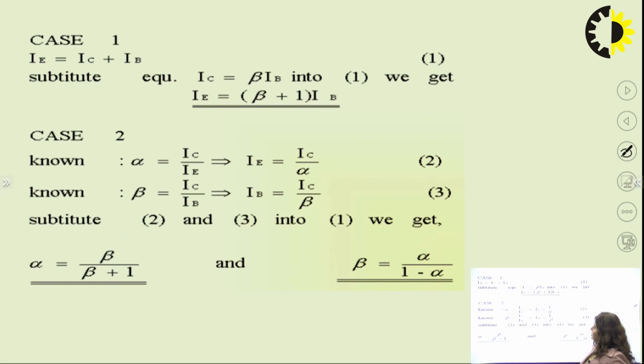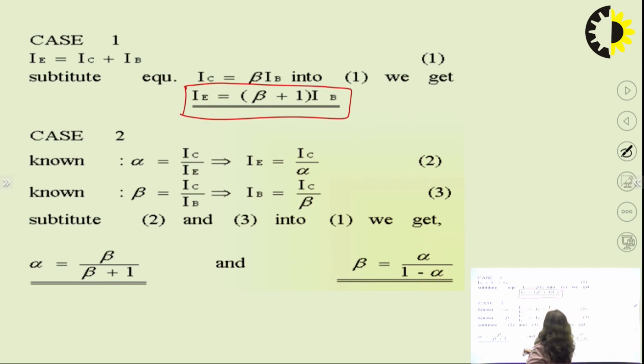So here we have different cases. The first case is case 1, where IE is equivalent to IC plus IB. So when you substitute the equation, that is IC is equivalent to beta IB, into equation number 1, you will get IE, that is the emitter current, which is equivalent to beta plus 1 IB.